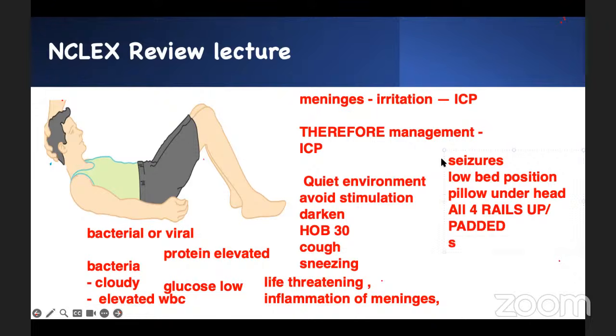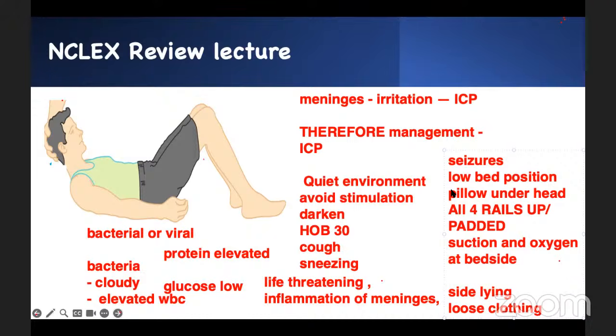Okay? You should have suction and oxygen at the bedside. This should be something you'll be able to recite easily. Suction at the bedside, right? As much as possible. Those are the things you try to do. And then side lying. Make sure they're lying on their side so that they don't injure themselves. So that's another thing you should be able to do to prevent that. You have to loosen their clothes. So no restrictive clothes. Loose clothing as much as possible so that it doesn't choke them when they are getting into trouble.